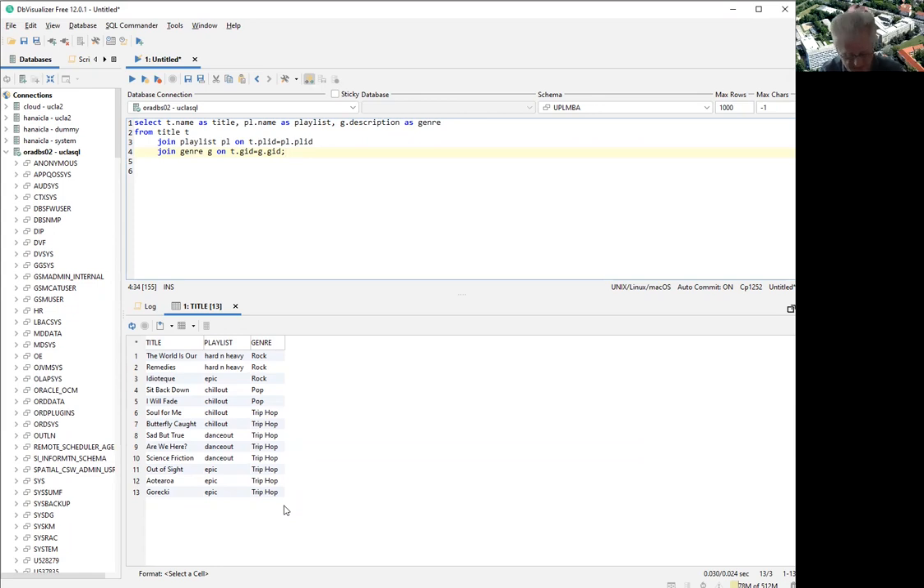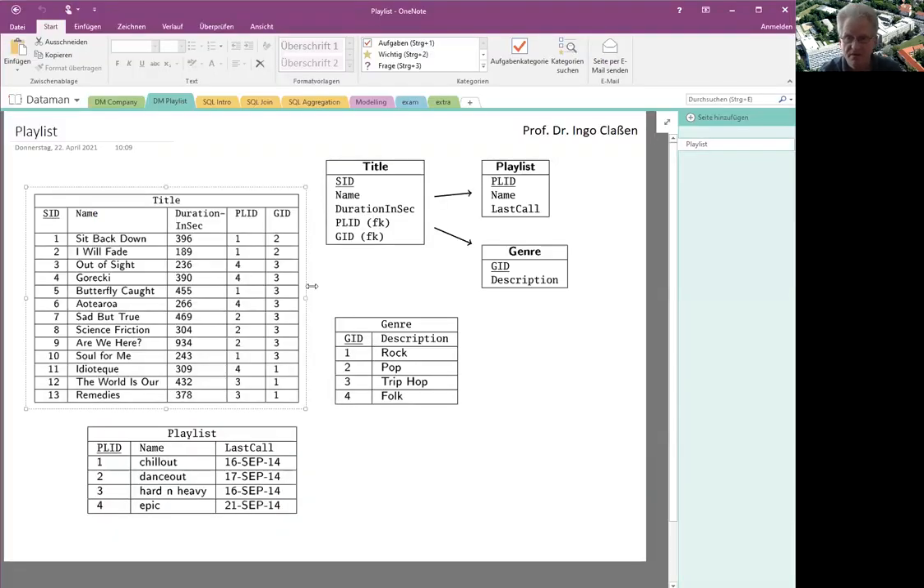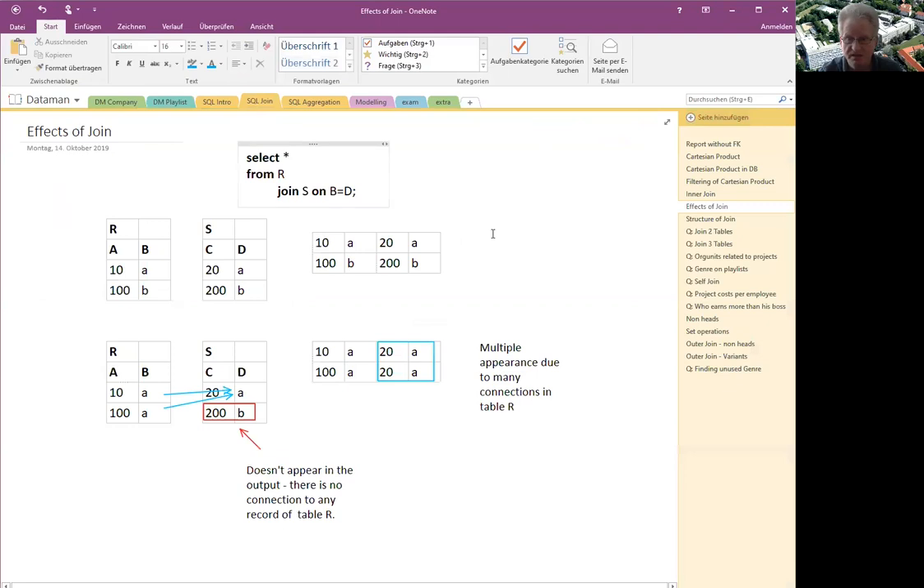And that's exactly this effect here, that something is not connected. So this slide gives you the general idea of the effects of the join.